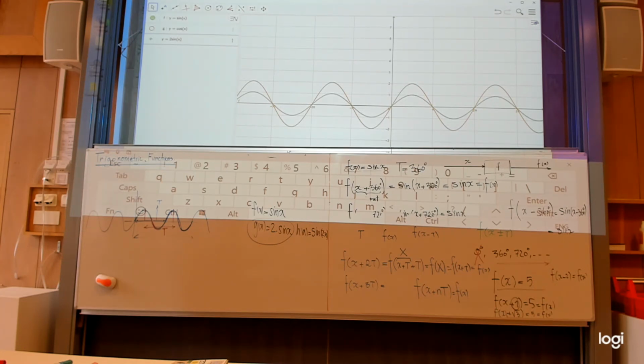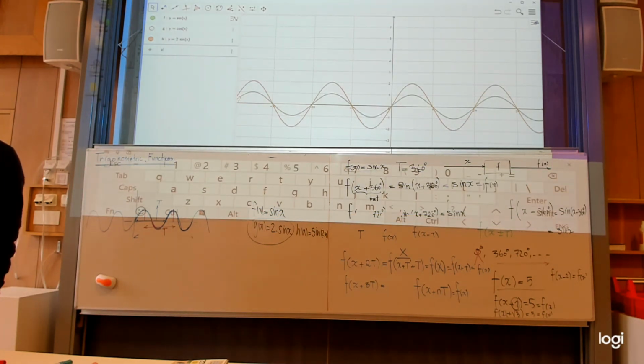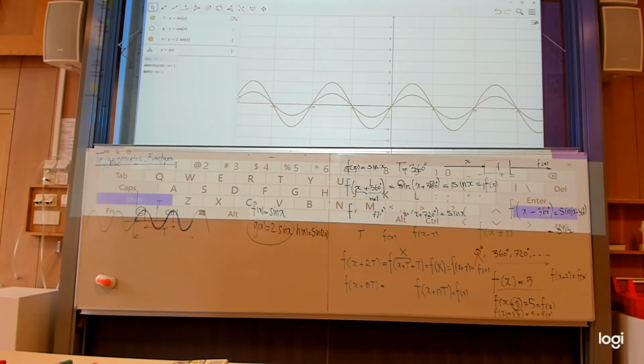Yes, Jesse? Doesn't it get up? The height, you mean? No, the x-axis. So it would be squeezed, you mean? Yes, by a factor of 2. It would be squeezed by a factor of 2. So let me just check that one as well. So if we go here, let me write y is equal to sine of 2x.